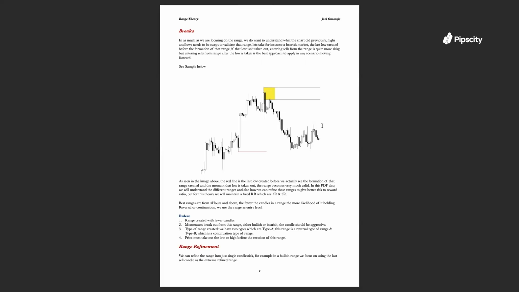Breaks. In as much as we're focusing on the range, we do want to understand what the chart did previously. Highs and lows need to be swept to validate this range. So I'll talk about this. How do we know that, okay, yes, this is a valid range and this is not a valid range, all right? If we also look at the image on the screen above, you notice the red line is the last low that was created before we actually see the formation of that range, right?